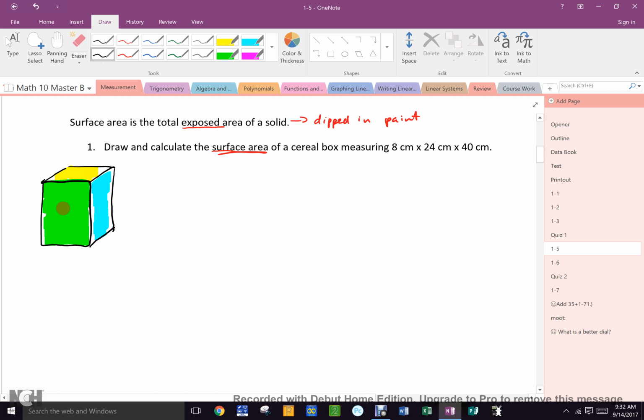But how many green sides are there to get covered? Two. How many blue sides? Two. How many yellow sides? Two. So really what I have there is all that area times two, yes? And of course that gives us a formula. Because what shape is that green thing? Rectangle, right? What's the area of a rectangle? Length times width. And how many of them are there? Two. Excellent. So there's the green length times width, yes? Okay. And then there's the blue length times width, yes? And then there's the yellow length times width, right? And what do I got to do with those three numbers? Add them up and multiply them by 2.